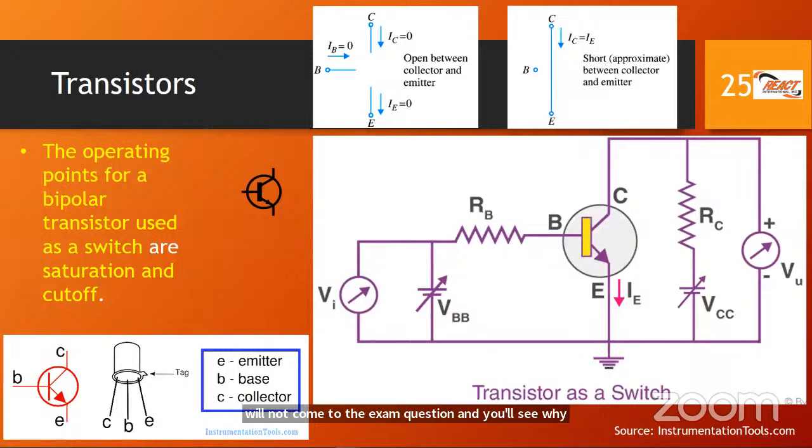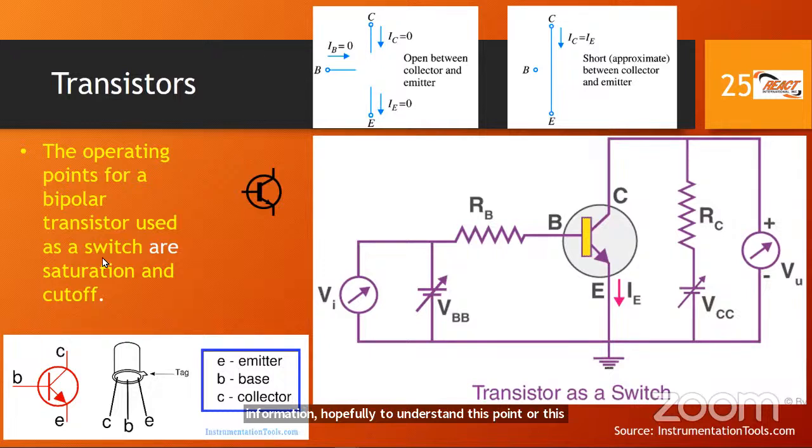So this is an exam question. The point is that the operating points for a bipolar junction transistor used as a switch are saturation and cutoff. Now, if we didn't talk about what saturation and cutoff were, this would seem to stand alone and be contextless, right? So that's why we took the journey and went through the foundational information, hopefully to understand this question that you'll get in the exam.